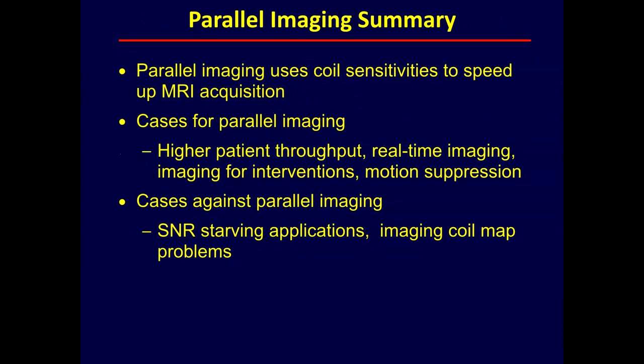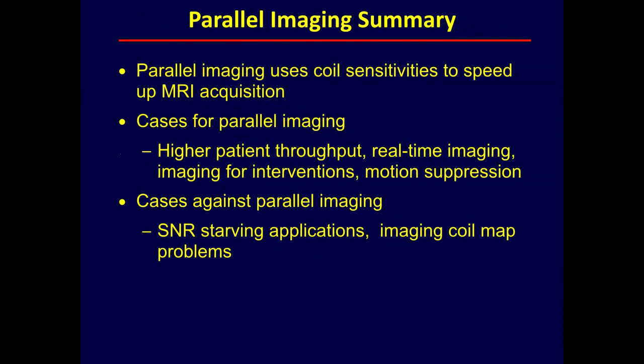Okay, so in summary, for parallel imaging, there are different categories of parallel imaging, but they all share the same characteristic, which is that they use coil sensitivities to speed up the MR acquisition. The coil sensitivities enable you to solve a redundant problem because of multiple coils, and you have multiple copies of measurement.